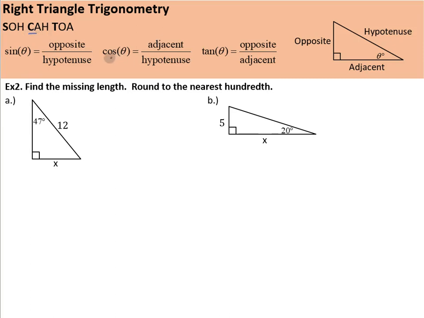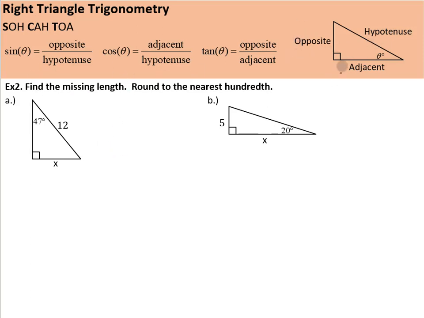Cosine of our angle equals the adjacent, so that's the A, over the hypotenuse, which is the H. So there's our CAH. Cosine of our angle is the adjacent side over the hypotenuse. And tangent, our third trig ratio, is equal to the opposite over the adjacent. Tangent of our angle is the opposite side over the adjacent side.